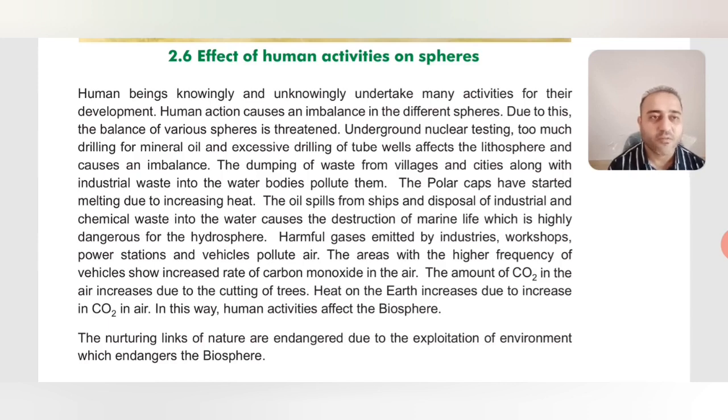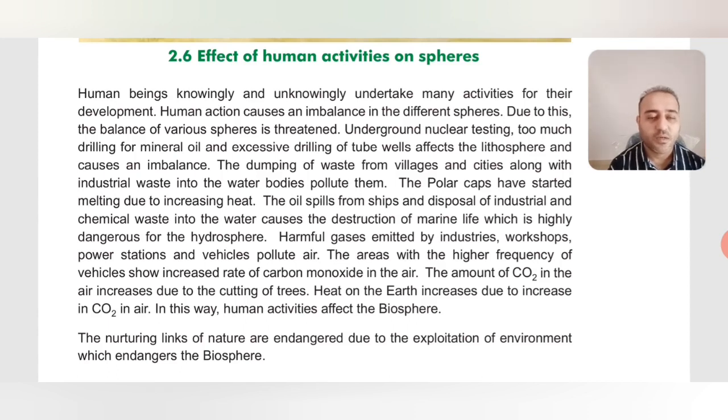Okay, the oil spills from ships and disposal of industrial and chemical waste into the water cause the destruction of marine life, which is highly dangerous for the hydrosphere. So that also we have discussed. So that causes water pollution. Harmful gases emitted by industries, workshops, power stations, and vehicles pollute the air. That is, again, air pollution. The areas with a higher frequency of vehicles show an increased rate of carbon monoxide in the air.